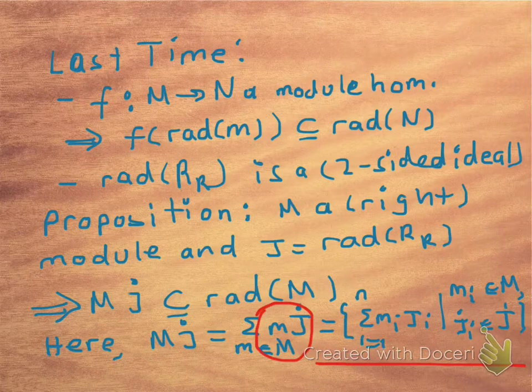I'll encircle this to highlight the fact that the reason for the inclusion is simply that the left multiplication by a fixed element of M constitutes a module homomorphism between R itself as a module and M. So Mj would simply be the image of J under such a homomorphism. Then the inclusion should follow easily from the first assertion there.